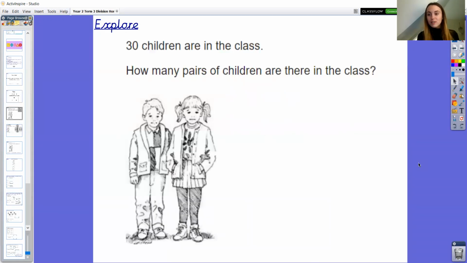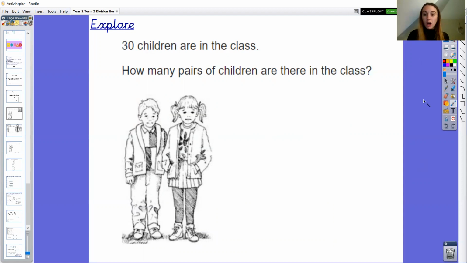Okay, so let's have a look at our first explore question together. 30 children are in a class. How many pairs of children are there in the class? Okay, so I'm going to read the question again, but this time highlight the key information, which is a great thing to do, either in the classroom with your yellow highlighter or at home, even just with a pencil, or even just hovering your finger if it's on your screen, okay? So 30 children is the whole amount, so I'm going to underline that as key information. So 30 children are in the class. How many pairs of children are there in the class?